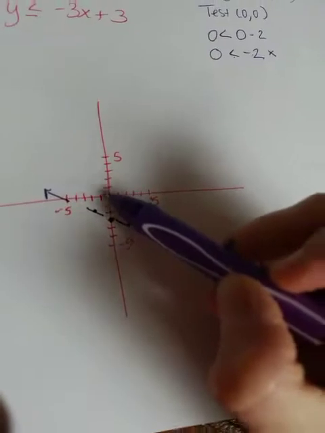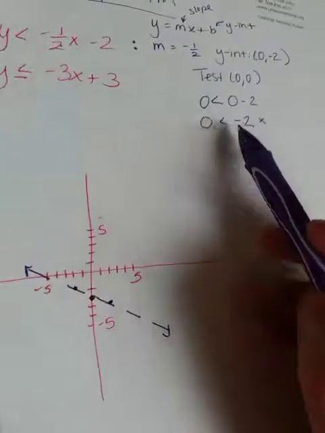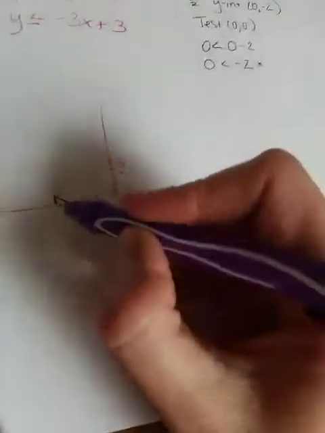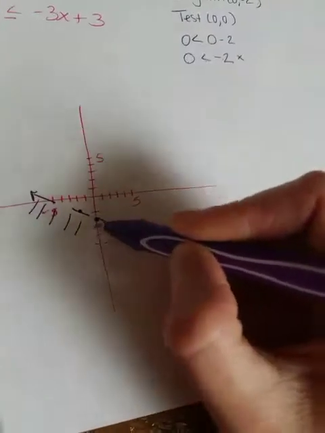(0, 0) is here. It's above the line. Because my inequality was false, I shade on the other side, which in this case is below the line.